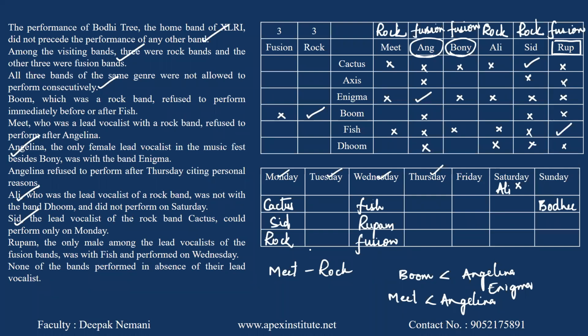So Boom, all three bands of the same genre were not allowed to perform consecutively. Boom, which was a rock band, refused to perform immediately before or after Fish. So you cannot have Boom here. You cannot have Boom here. Okay.